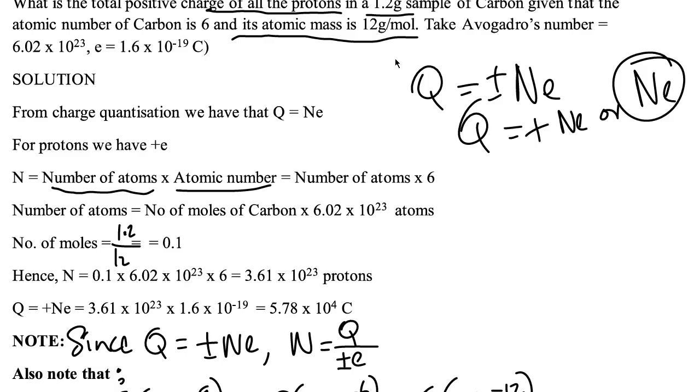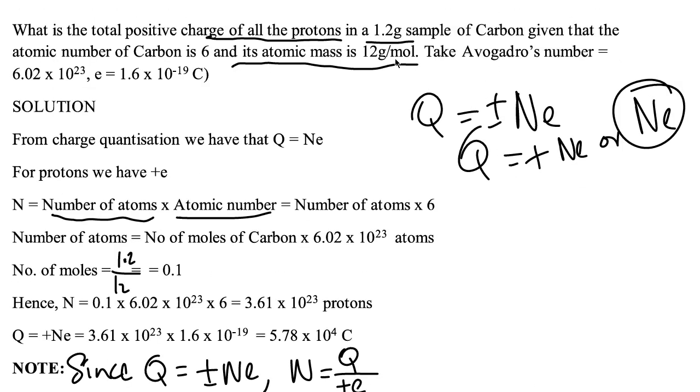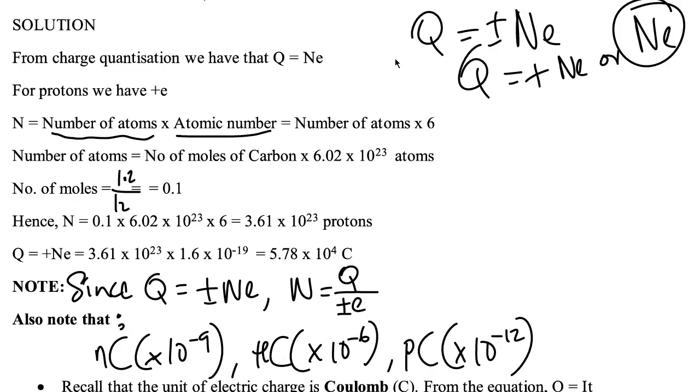After determining the number of atoms, each of these atoms has 6 protons, because it has been given to you that the atomic number of carbon is 6. That implies that in each atom of carbon, it has 6 what? Protons. So you multiply by 6 to get the total number of protons, which when calculated, you will be having 3.61 times 10 to the 23rd protons. And you've gotten that, which is your N.